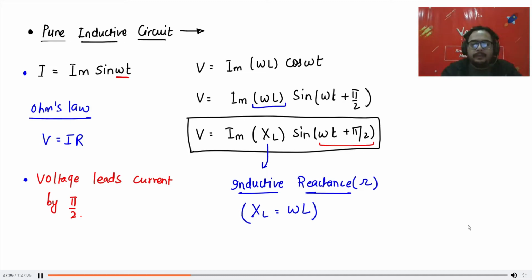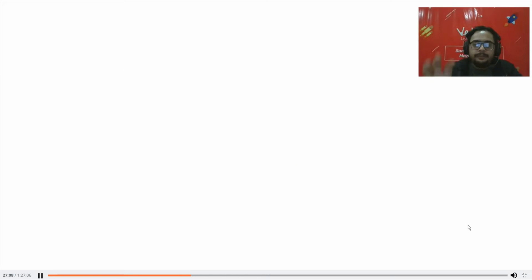Everything will become clear after I take an example. So please bear with me. How will I draw the phasor diagram for this?